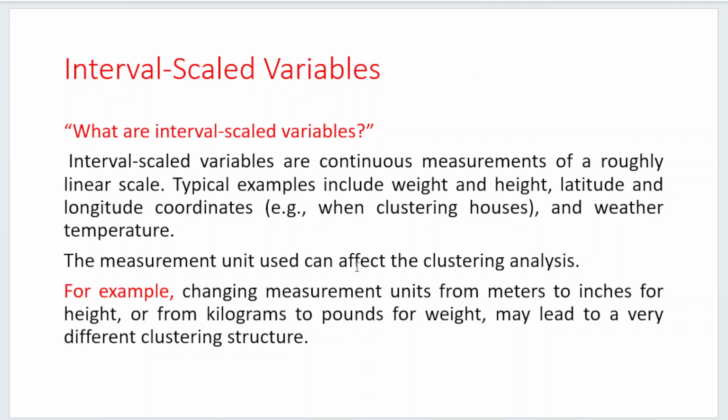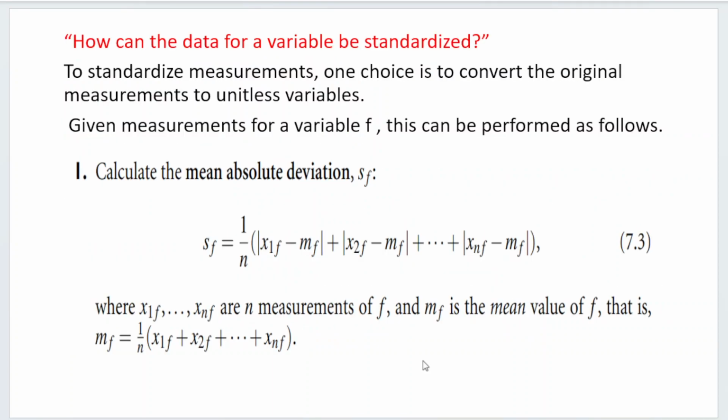The measurement unit affects the clustering analysis here. For example, if you change the measurement units from meters to inches for height, or from kilograms to pounds for weight, any variation in the units may lead to a different clustering structure. If we have the same units for all the different data types, we can get the clustering in a proper manner, that means good clustering results. So the measurement unit should be correct while doing the clustering analysis.